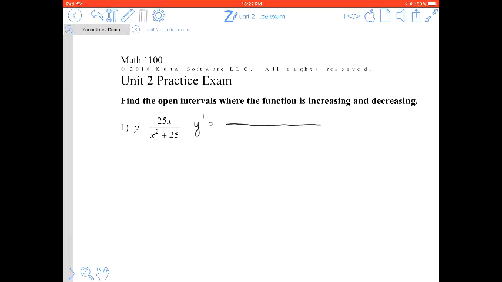So the quotient rule is low times d high minus high times d low, all over low squared.